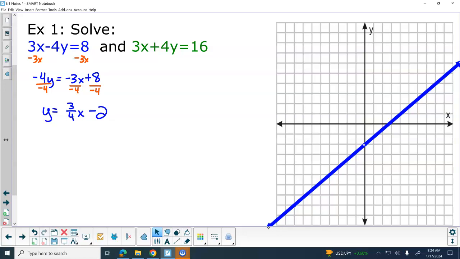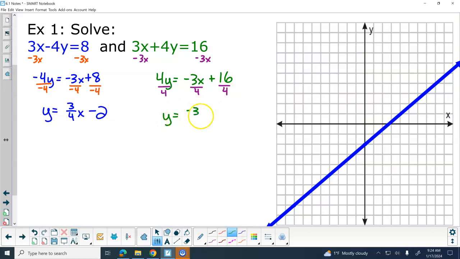Now we're going to go to the green line. Which way do you want to do the green line? y equals mx plus b, t-chart, or intercepts? y equals mx plus b. Hey, I get it, your go-to jam. Let's do it. Subtract 3x, subtract 3x. That gives me 4y equals negative 3x plus 16. Divide everything by 4. That gives me y equals negative 3/4 x plus 4.